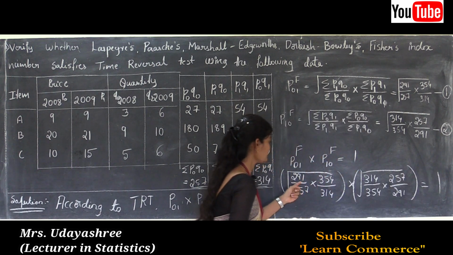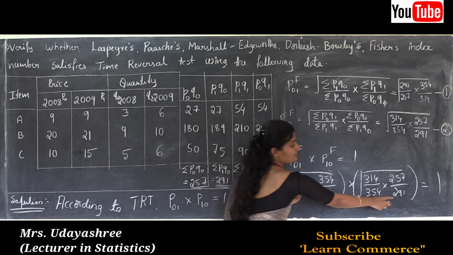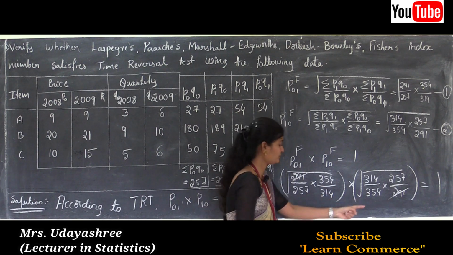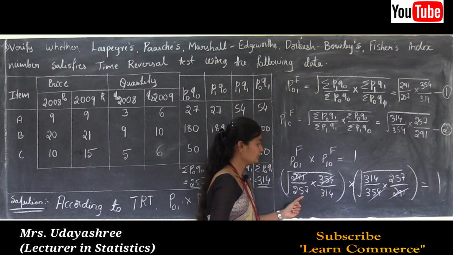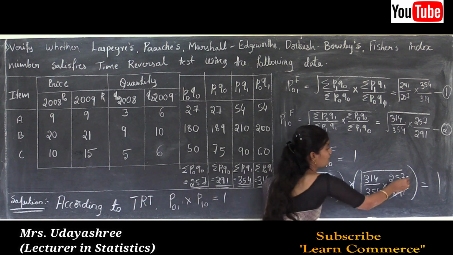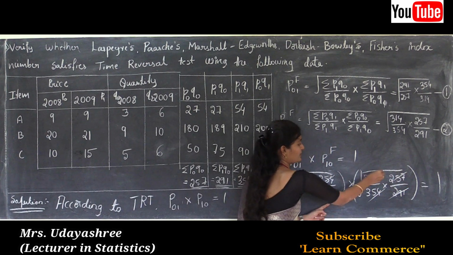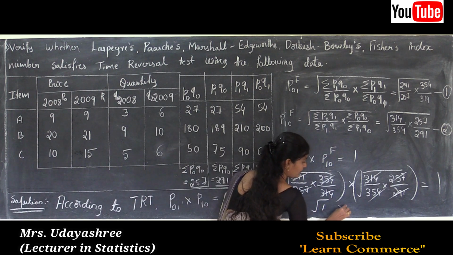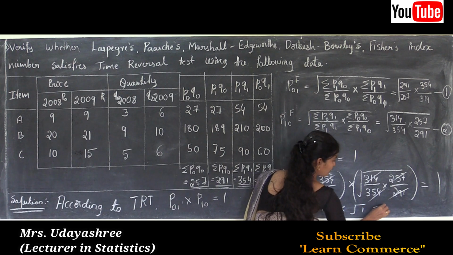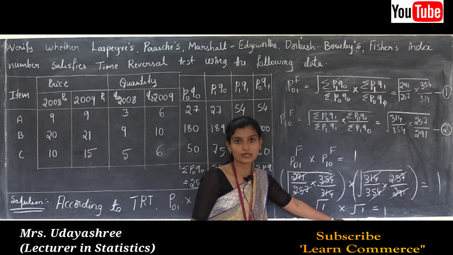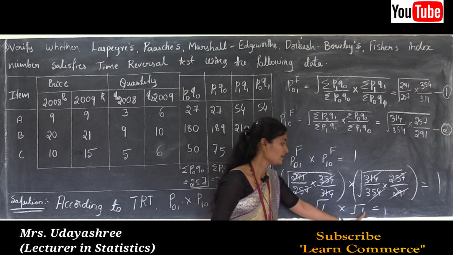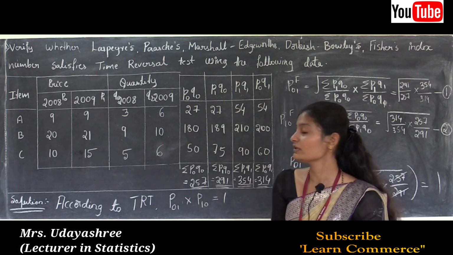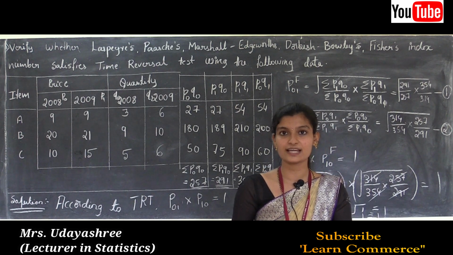Now this 291 and this 291 get cancelled, and this 354 and this 354 get cancelled. This 257 and this 257 get cancelled, and this one and this one get cancelled. The remaining terms are square root of 1 into square root of 1, which is 1 only. So, therefore, Fisher's index number satisfies the time reversal test.